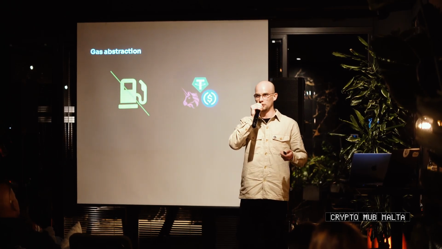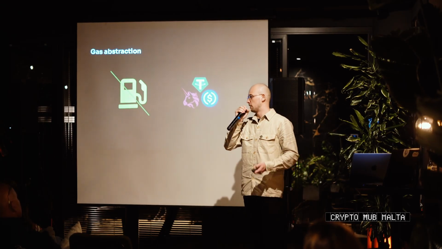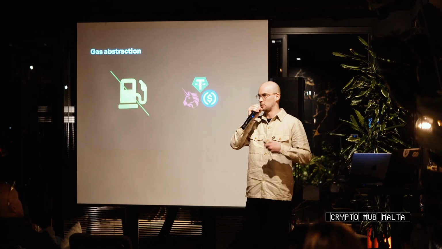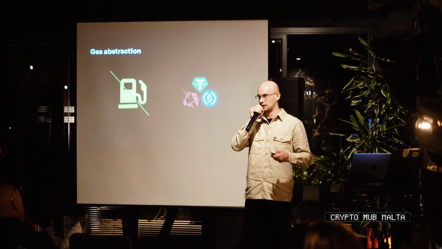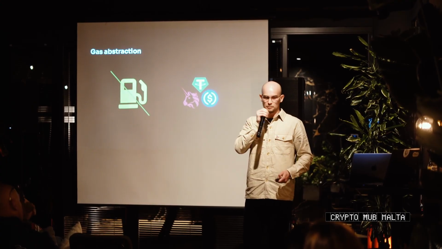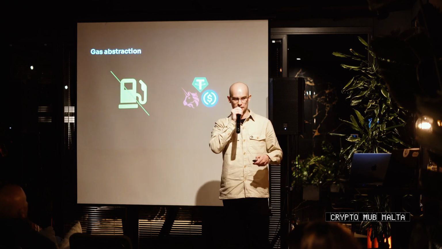Also, you don't have to pay for your gas, because account abstraction makes it possible for others to pay your gas fees. So there can be paymasters and sponsors who are paying for your gas, because your whole wallet is managed by a smart contract wallet, and you can configure it as you like.